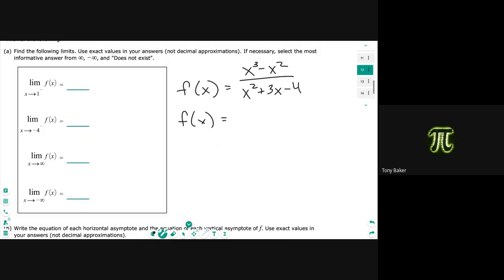So you can actually factor this one. We can take out an x squared on the top and we're left with x minus 1. The bottom, we have x minus 1 and x plus 4. So you can cross out that, and then you can plug in the 1. So plug in the 1, you end up getting 1/5. So the limit for x equals 1 is 1/5.